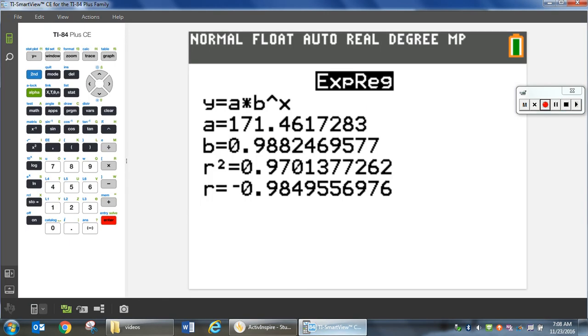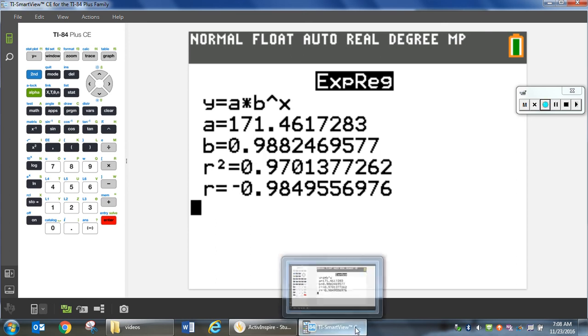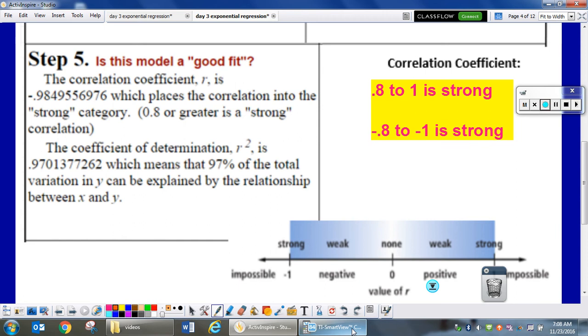So on your calculator, since we put the diagnostics on, you should see your R value, which if we rounded that would be negative 0.98. So our value was negative 0.98. Which means it was strong, because if it's between negative 0.8 to negative 1, it's strong, or if it's between positive 0.8 to positive 1, it is strong. So that means our equation represents the data in a good way. Okay?